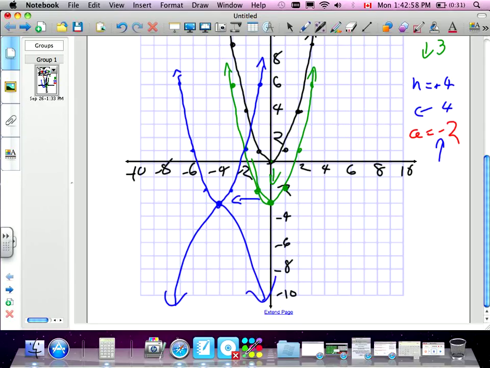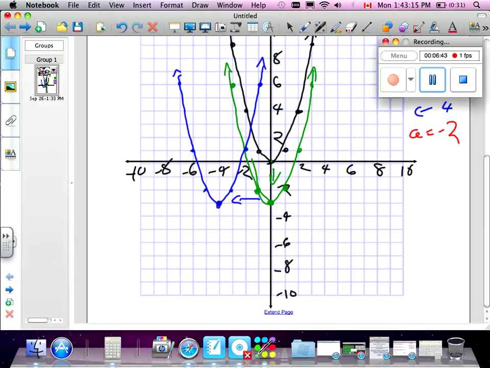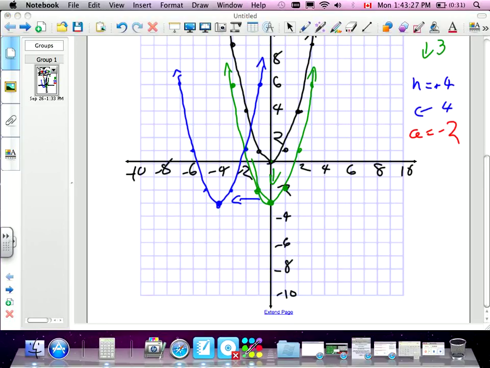The other thing is A is 2. So because the absolute value of the number 2 is greater than 1, is it going to be stretched or compressed? Stretched. We're going to pull it, so it's going to get thinner. Anytime the absolute value of the number is larger than 1, we're stretching it. Think of stretching as getting thinner. Okay? This thing is getting thinner.